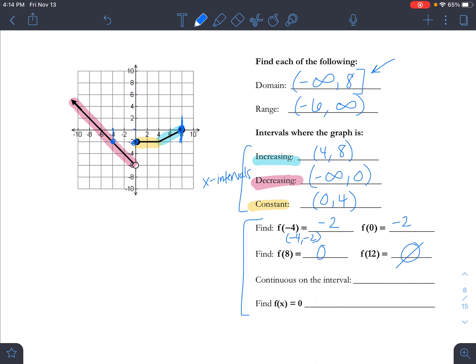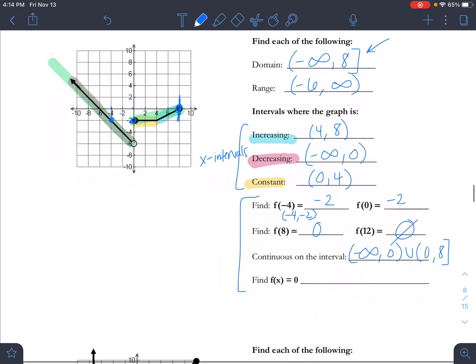Okay, where is this continuous? Where do you have to not lift up your pencil? If I start over here, we'll use a different color, I'll use a green highlighter. So I'm continuous from negative infinity up to 0. Now I have to pick up my pencil. So at 0, I picked up my pencil. I'm still drawing, still drawing, still drawing, and at 8, I end. So it's continuous from negative infinity to 0, union 0 to 8. That is where I'm continuous.